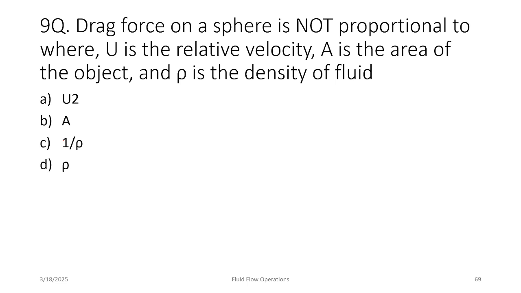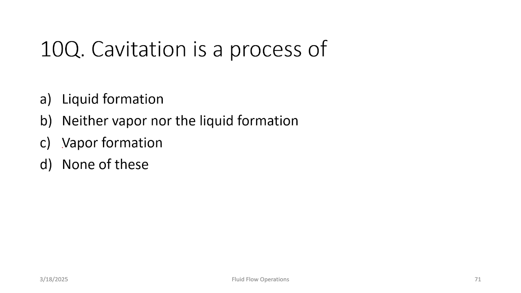Coming to the ninth question: drag force on a sphere is not proportional to which of these parameters: u square, A, 1 by rho, or rho. Drag force will be proportional to u square. It will also be proportional to area, and it will also be proportional to density, but it will not be proportional to 1 by rho, right? So option C.